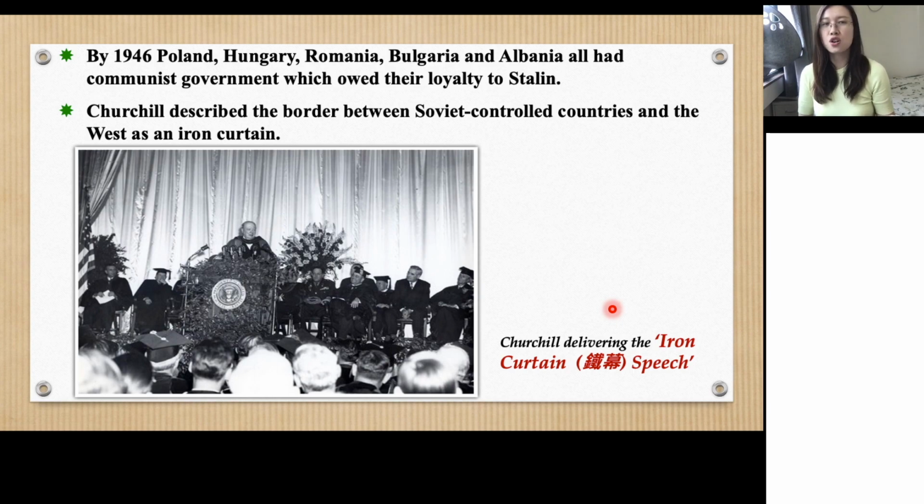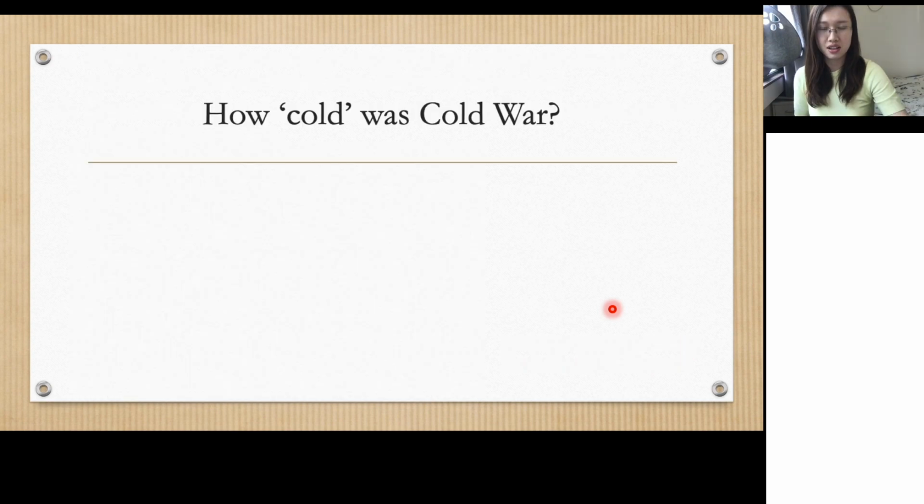This speech further worsened the relations between the two sides because it's about an alliance between Britain and the US. Of course, it can be regarded as a great threat to the Soviet Union, right? So Stalin saw it as deliberately provocative, deliberately triggering conflicts. And this Iron Curtain speech can be marked as the start of the Cold War. Actually, you can see their relationship with each other got worse day by day, right?